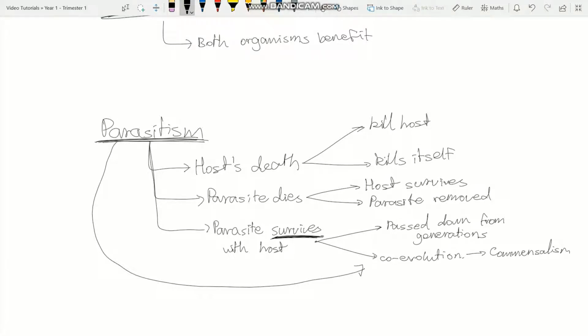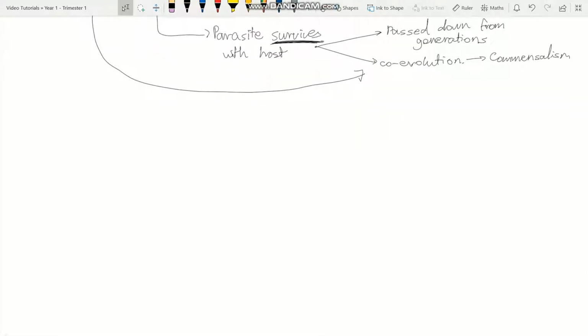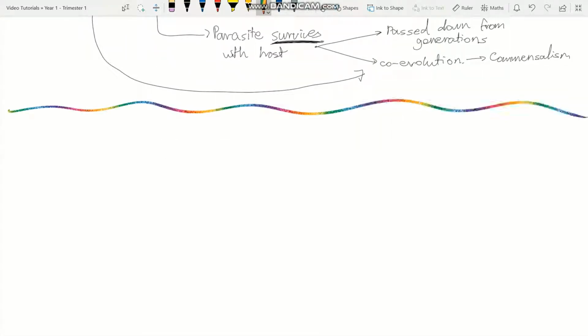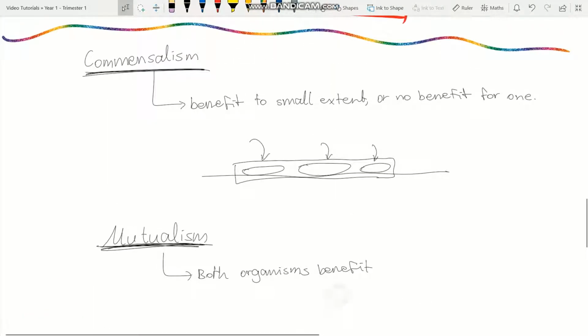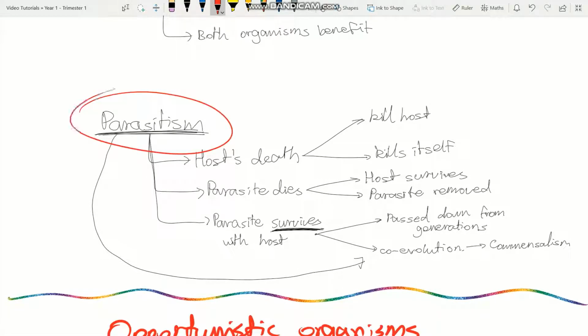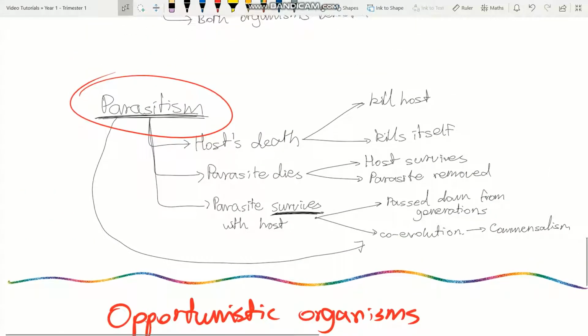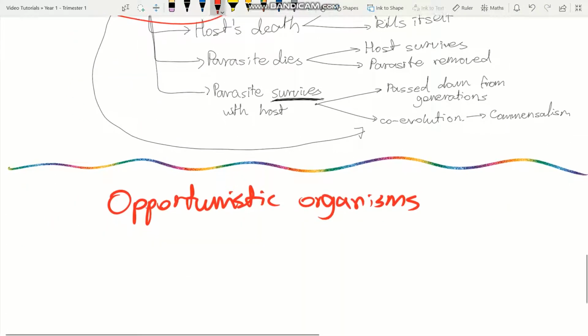Now, these relationships can have many different effects, and in terms of microbiota, they can have both positive and negative effects. So firstly, I would like to go through the idea of opportunistic organisms. And this is, I guess you could say, a fourth type of relationship, and it can result from parasitism to some extent.